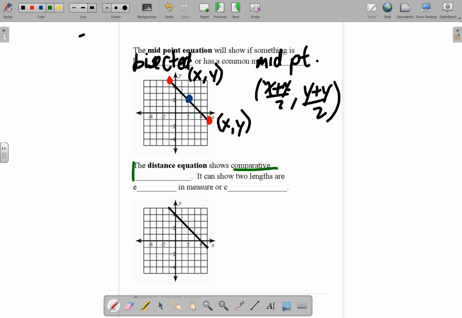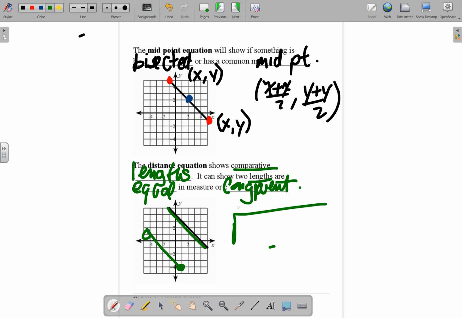Distance equation shows comparative lengths. It can show that two lengths are equal in measure or congruent. So if I wanted to show that one length is equal to the other length, I would use the distance equation, where you subtract the x's squared, subtract the y's squared.